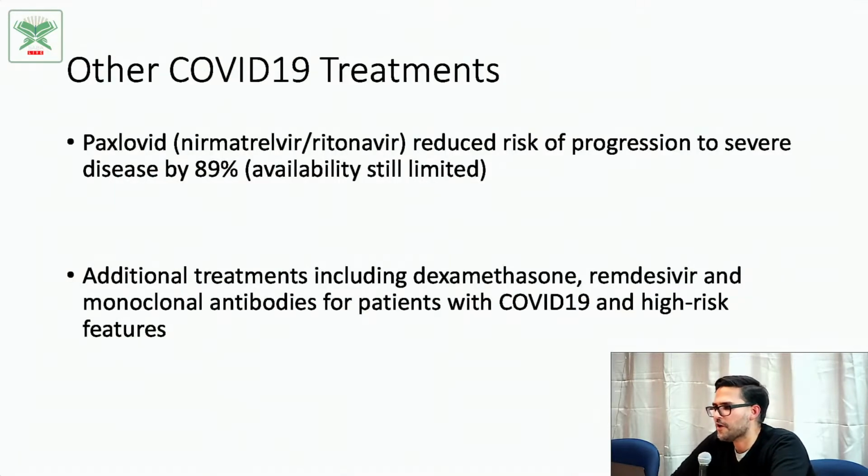There have been other COVID-19 treatments that have come through. I think the most exciting one is Paxlovid or Nirmatrelvir-Ritonavir, which has been shown to reduce the risk of progression for people who have COVID to severe disease and death by 89%, though the availability of this drug is still quite limited. There are additional medications, including steroid medications like dexamethasone, remdesivir, and monoclonal antibodies, but they're mostly limited to patients in the hospital or with very high-risk features.